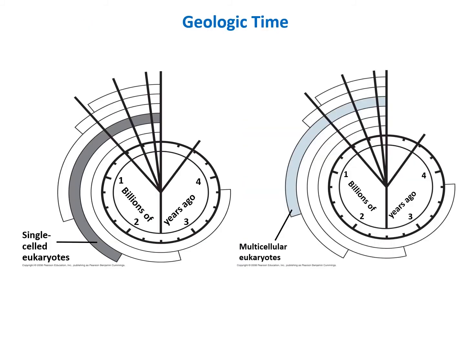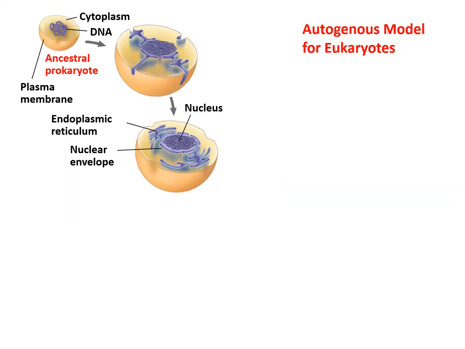Over time, we're going to have single-celled eukaryotes, and we're going to have multicellular eukaryotes start to come about. When we take a look at the eukaryotes, we have an ancestral prokaryote, which has its DNA on the inside, and most of you guys remember the nucleoid clustered in a particular region in the cytoplasm. But as the cell gets larger in size, that membrane starts to fold in on itself. This is often referred to as the autogenous model for eukaryotic evolution: the membrane starts to fold in as the cell gets larger.